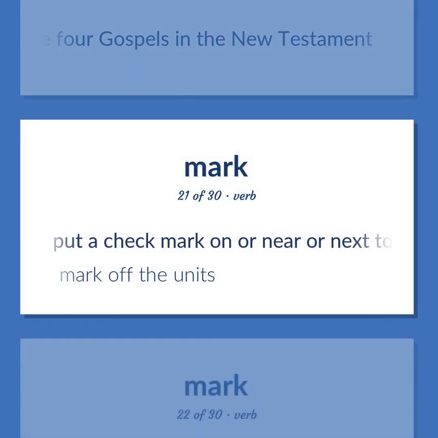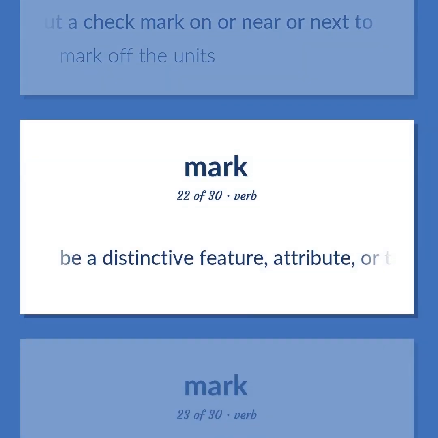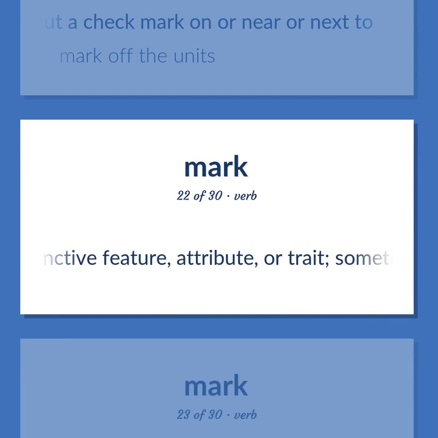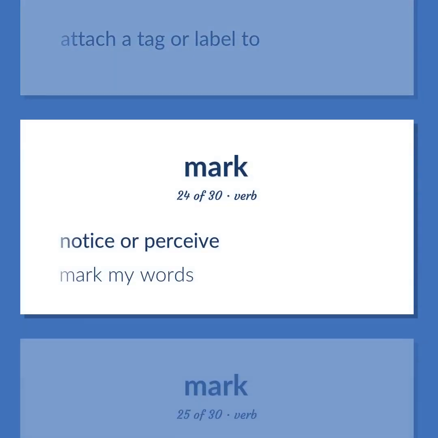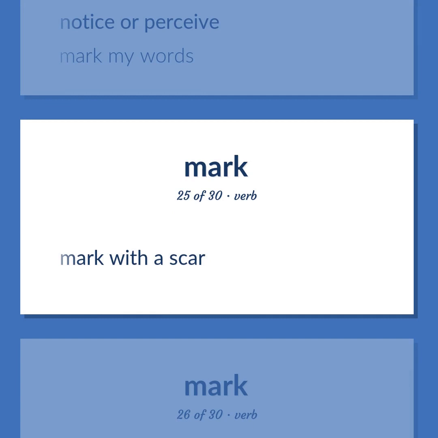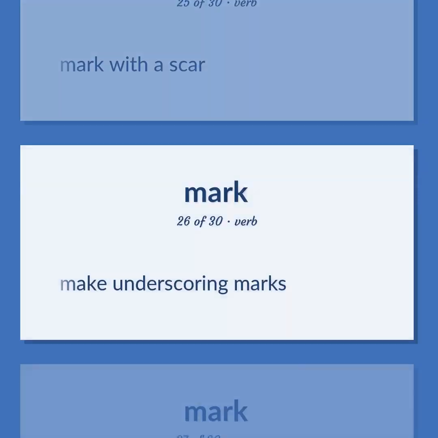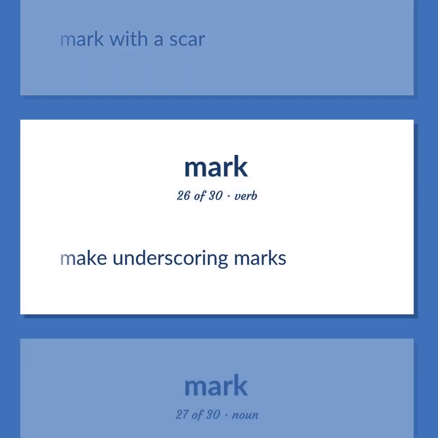Put a check mark on or near or next to. Mark off the units. Be a distinctive feature, attribute, or trait, sometimes in a very positive sense. Attach a tag or label to. Notice or perceive. Mark my words. Mark with a scar. Make underscoring marks.